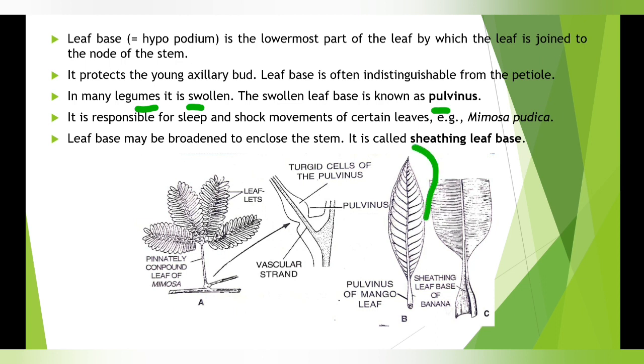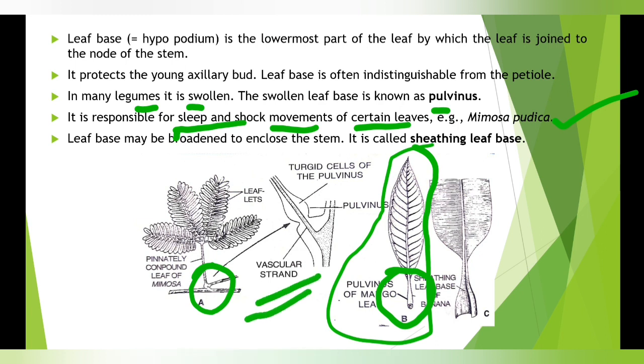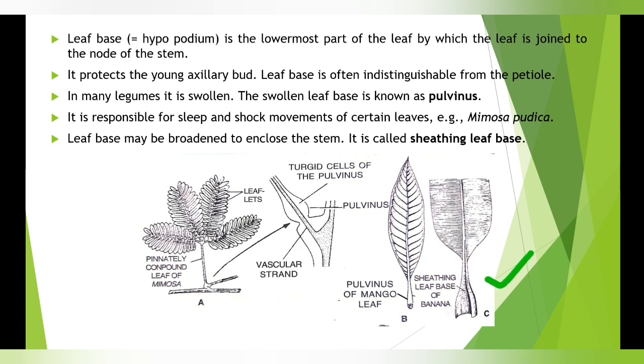So it is a mango leaf. It is the base which is swollen, called pulvinus. It is responsible for sleep and shock movement in certain plants. For example, in Mimosa pudica, here you can easily observe that the leaf base is swollen. It is the plant Mimosa pudica, the touch-me-not plant, and there the leaf base is swollen and called pulvinus. The leaf base may be broadened to enclose the stem, where it is called the sheathing leaf base. Sheathing leaf base is present in your banana.